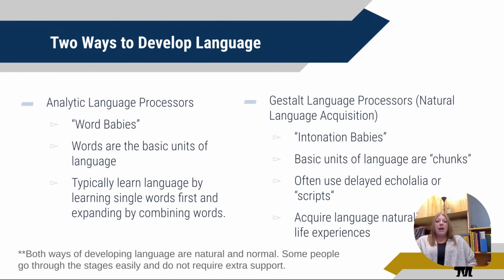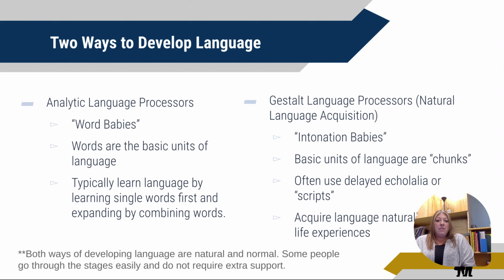So we've learned that when kids are developing language, there's 2 different ways that they can develop and process language and go through stages of acquiring language. We have our analytic language processors, which we would kind of consider normal or typical language development. These are our word babies. So they start out by learning single words first, growing to 2-word combinations, bigger sentences, more complex grammar, as we know, as most kids do.